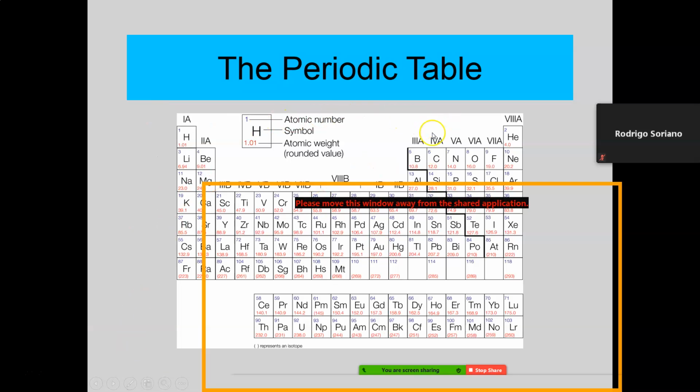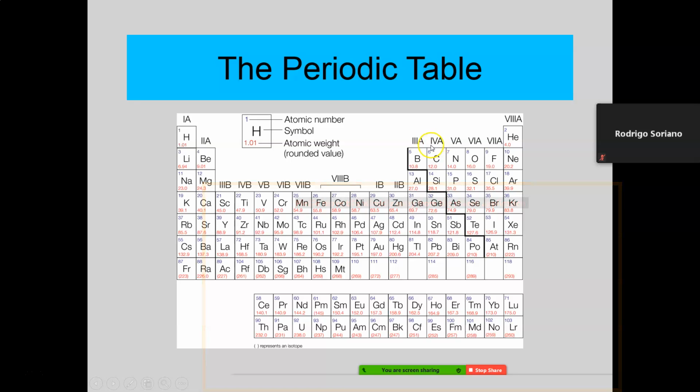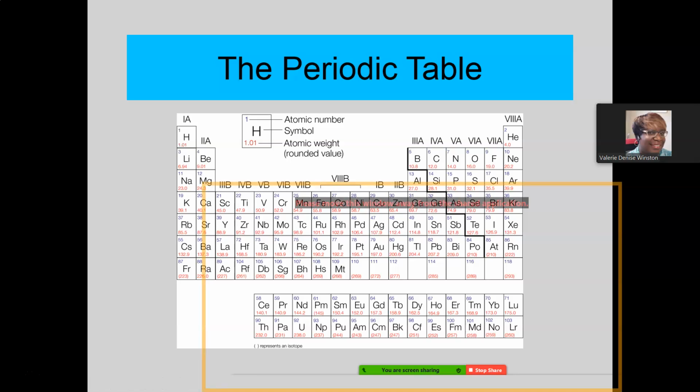Well, the first one, carbon. This is exactly what you look for. What was this number up here? 4A. The number only. 4. 4 outer electrons. Okay.